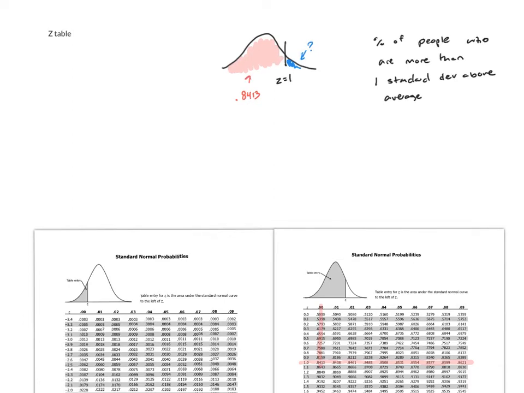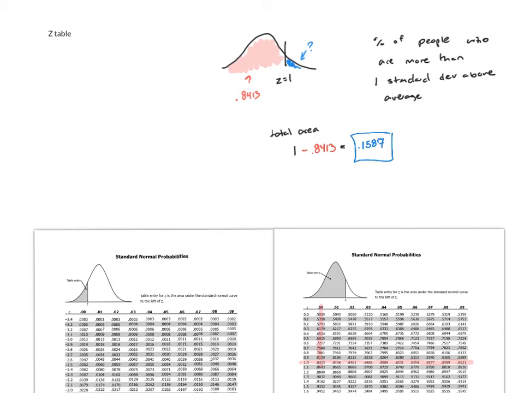Now notice this isn't actually the value I'm looking for, right? I want the upper end, but I do know something. That is, I know that the total area under the bell curve is 1. That is 100%. So if I know the total area under the bell curve is 1, and I want the little blue area, then what I could do is take 1 minus 0.8413, and that would give me the leftover, which will be 0.1587.